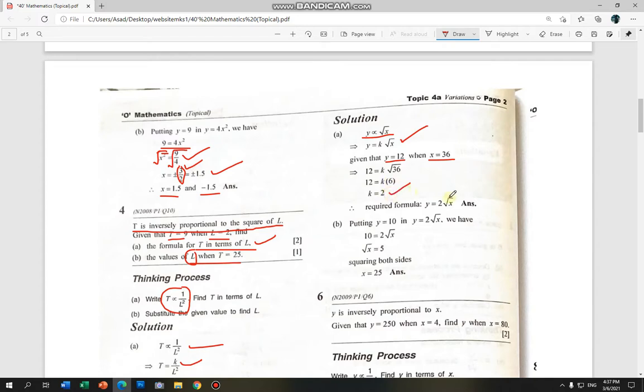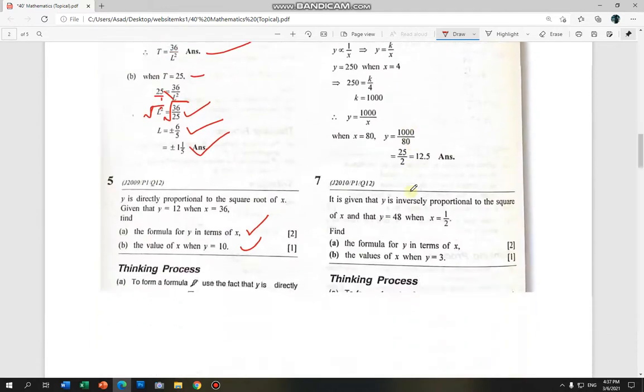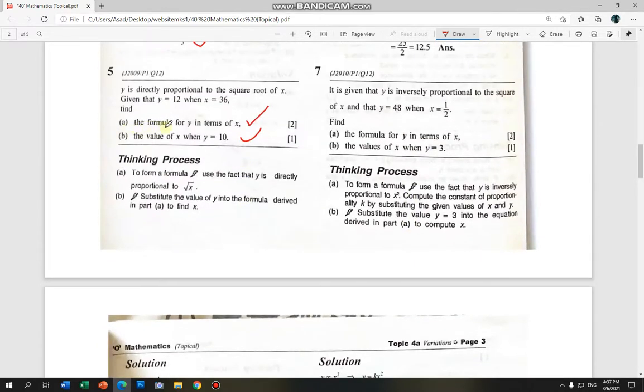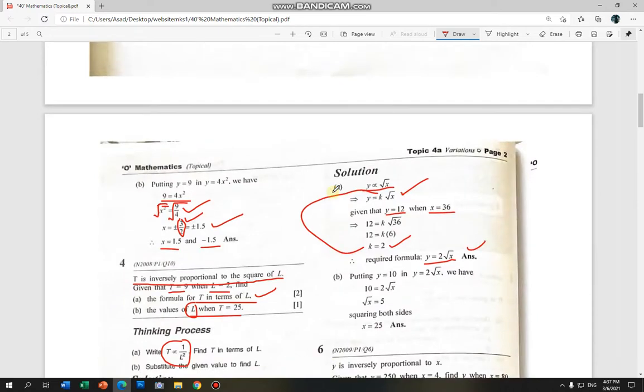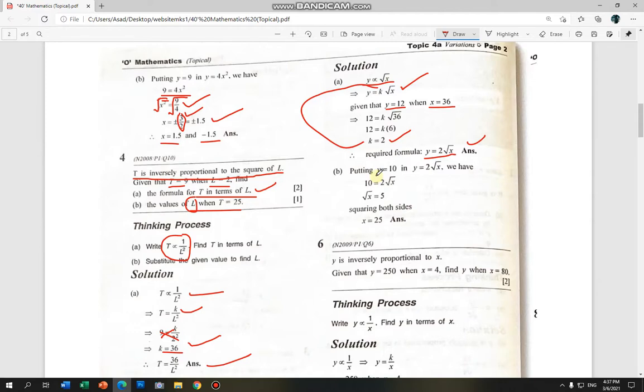we will get k is equal to 2. Now put this k here and it will give you y is equal to 2 under root x. This will be the answer because we are asked to find the formula for y in terms of x. Now in the second part, it is given that y is equal to 10 and y is equal to 2 under root x. Now put these values in this equation. Divide by 2 here, under root x is equal to 5. Squaring both sides, the under root sign will be cancelled by the square, and x is equal to 25.